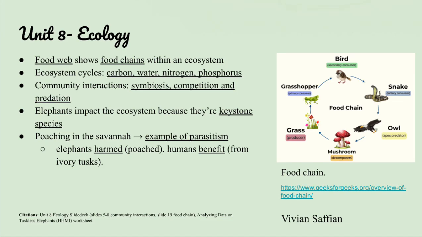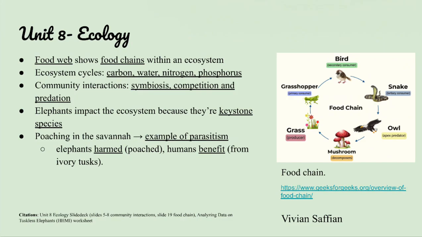Furthermore, there are different ecosystem cycles, such as the carbon cycle, the water cycle, the nitrogen cycle, and the phosphorus cycle, which each help the ecosystem in different ways. To add on, there are community interactions, also known as symbiosis, competition, and predation. Within symbiosis, there is parasitism, commensalism, and mutualism, which are all different categories talking about how the animals interact with each other and where one benefits and one doesn't, and talking about how they interact.